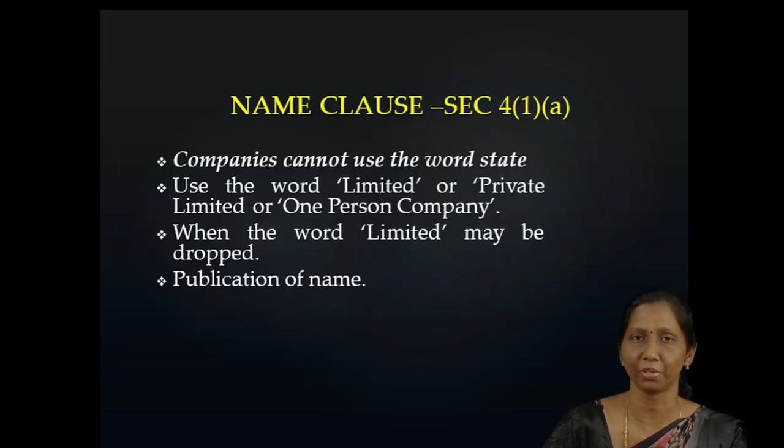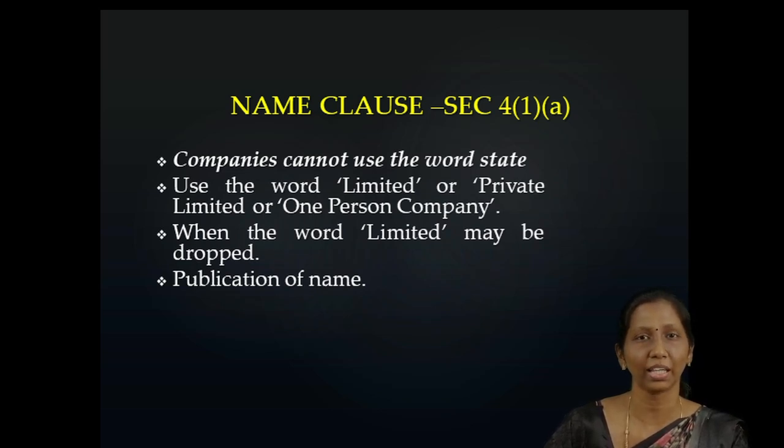The first one is the name clause. The name clause is prescribed under section 4, subsection 1(a). What names should the company keep, and what should it not keep? The company should not keep a name like king or queen or any related names, kingdom or queen related names. The companies also do not use words related to the state, central, union, corporation, and some other words also they cannot use.